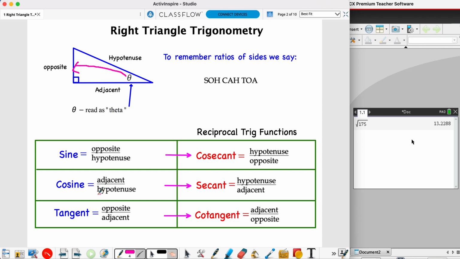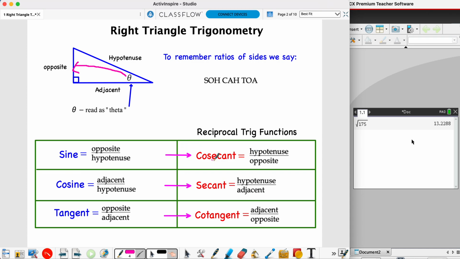So to recap our 3 main trigonometric ratios, the sine ratio is the opposite side over the hypotenuse. Cosine is the adjacent side over the hypotenuse. Tangent is the opposite over the adjacent side. So opposite and adjacent, so the vertical change, horizontal change.